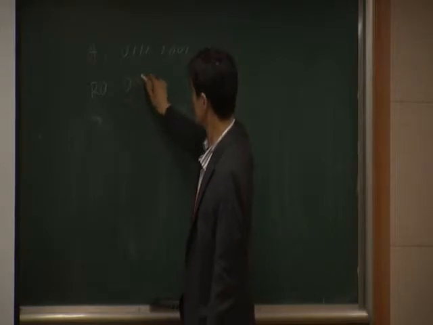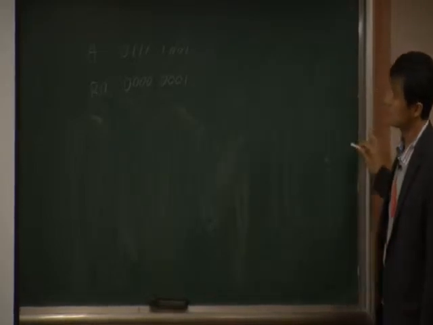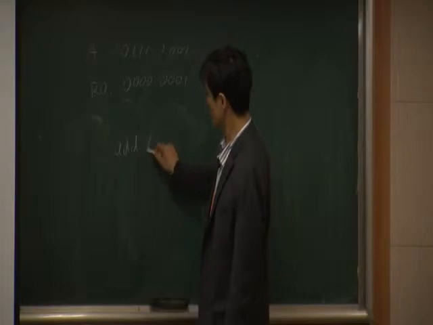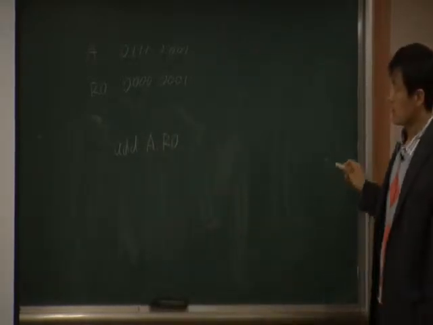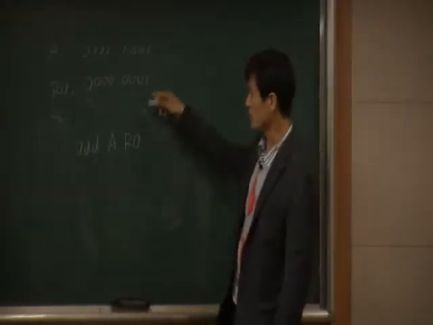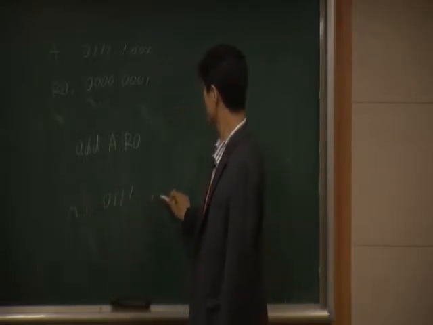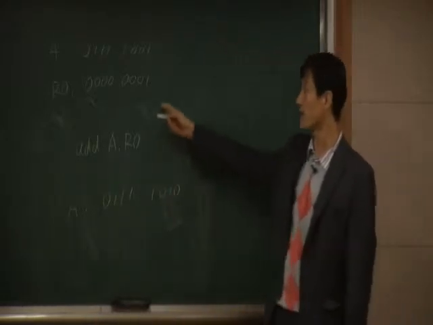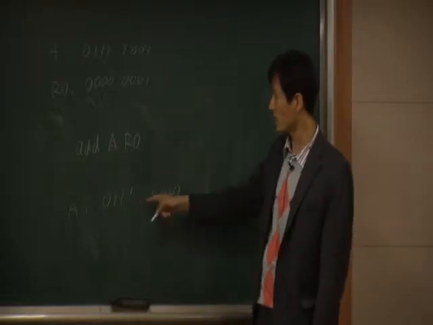And we have R0. Let's say our R0 has this value. And we want to do add like this. What happened? What's the result? Once you do this, the result becomes this, right? Simply the addition of these two. Okay? You add these two, that goes back to A.